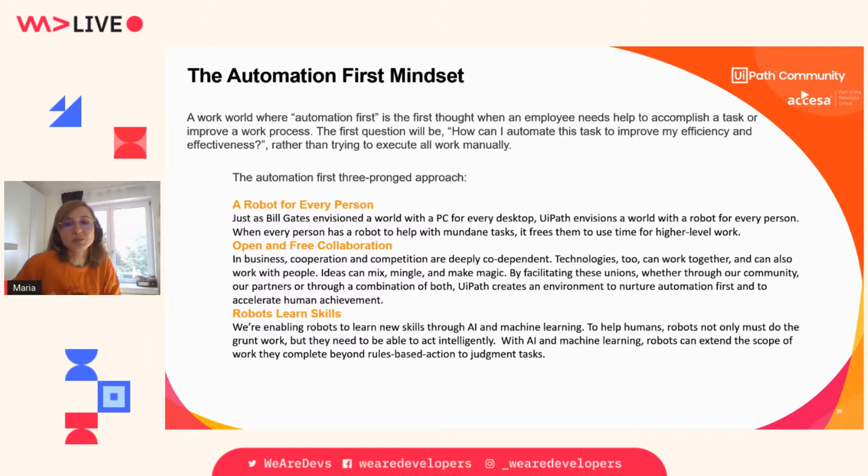When every person has a robot to help with the mundane tasks, it frees them to use time for higher level work. To help humans, robots not only must do the grunt work, but they need to be able to act intelligently. With AI and machine learning, robots can extend the scope of work they complete beyond rule-based actions to judgment tasks. So the fixed rules can be enhanced, and the RPA capabilities can work together with AI, even if it's an out-of-the-box model provided by UiPath, or a model which you use by yourself.